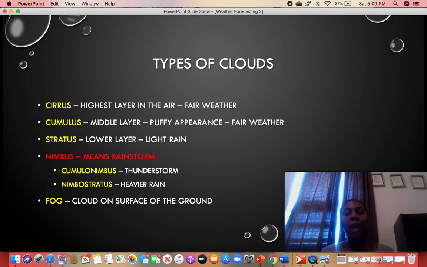Another type of cloud that you would maybe think of as being a cloud is fog. Fog is basically a cloud that's on the surface of the ground. So we have that water vapor that's condensed on particles that are just at the lower level layer near the ground, and it produces a cloud, and that's what fog is.